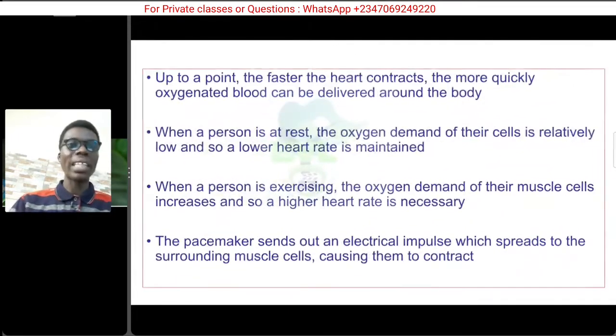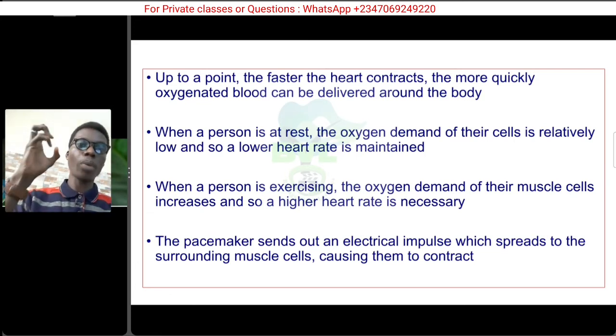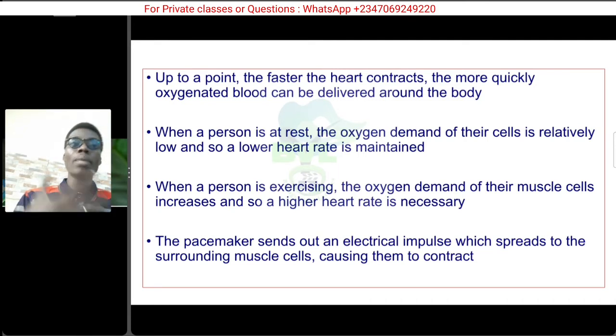All right, so basically, up to a point, the faster the heart contracts, the more quickly oxygenated blood can be delivered to the body. Let me explain that real quick. During fight or flight, when adrenaline is at work, the rate at which people's hearts contract increases. Why? Because the more the heart contracts, the faster blood is pumped, gets to the lungs, picks up oxygen, and goes back to the tissues. The aim is to help meet the needs of the body during fight or flight or agitation.